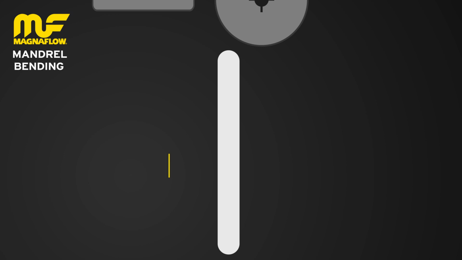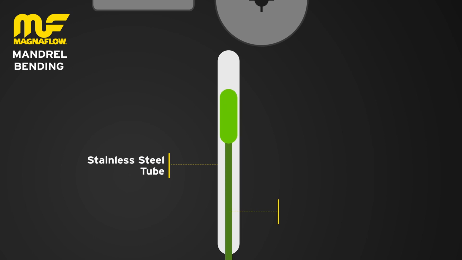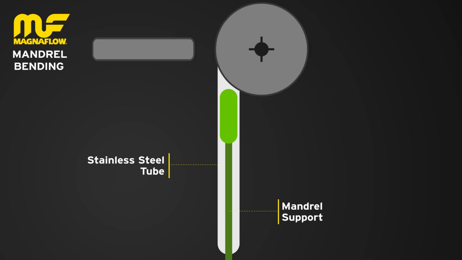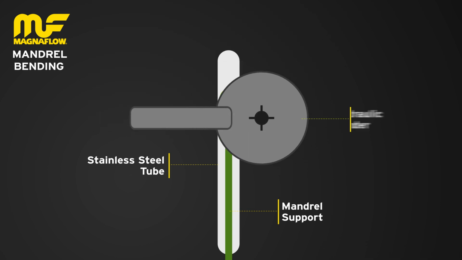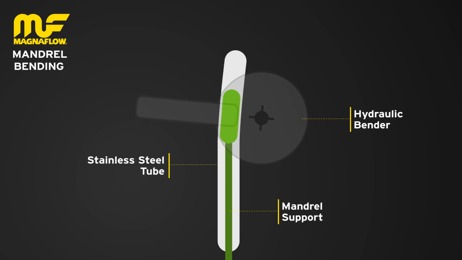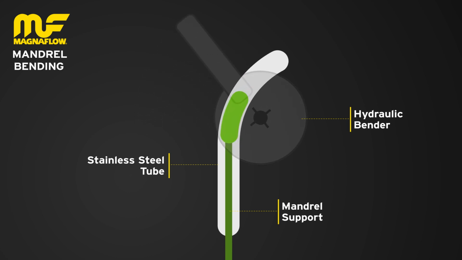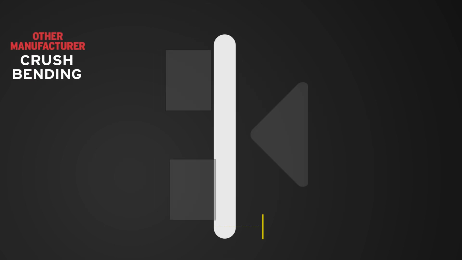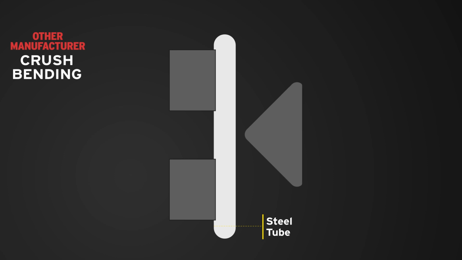Mandrel bends are created using a hydraulic bender. A mandrel supports the walls and the structure of the tubing while it's being shaped, maintaining its concentric shape and smooth surface. The mandrel is inserted into the tube as it's fed through and formed in the tubing die of the bender. Crush bends are created when a tube is held in place at each end and pressure is applied at the desired spot to create the bend.